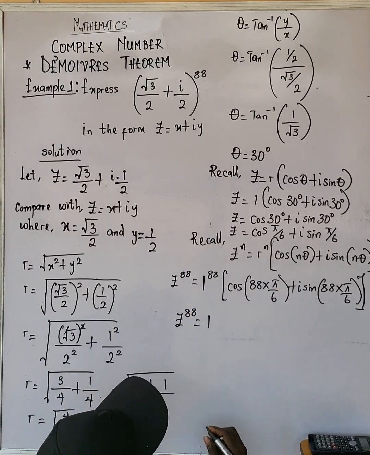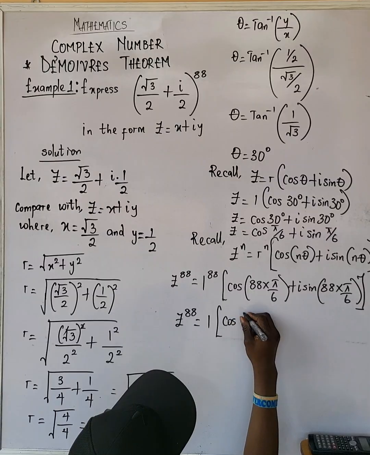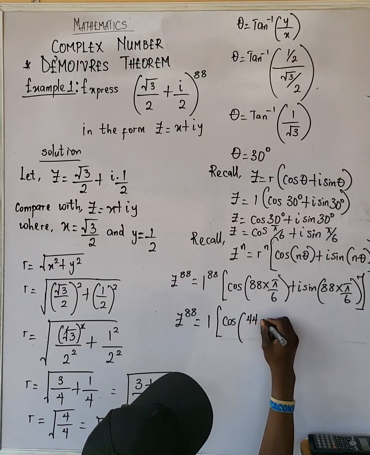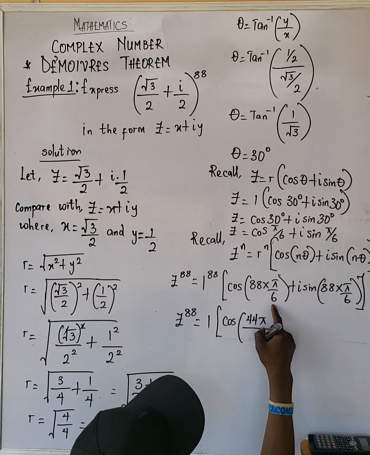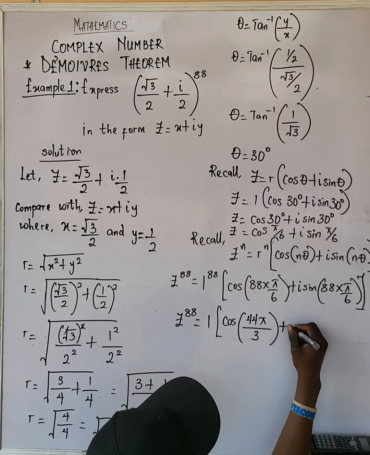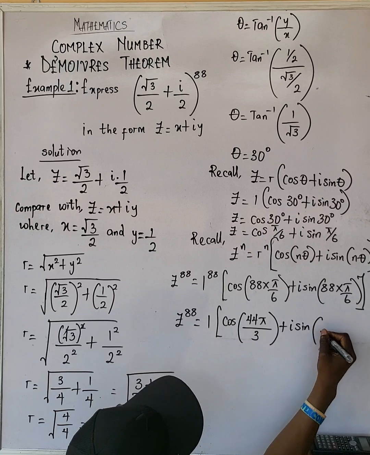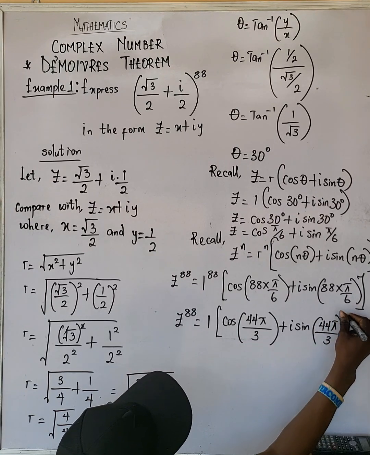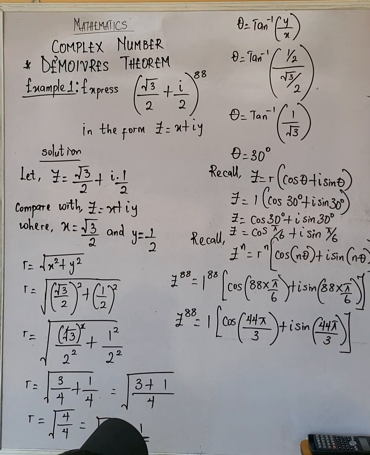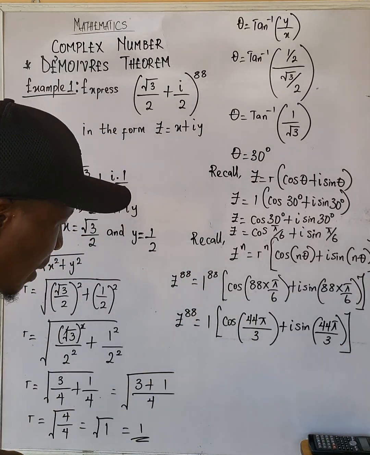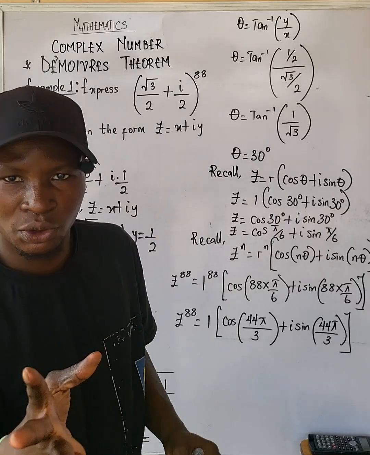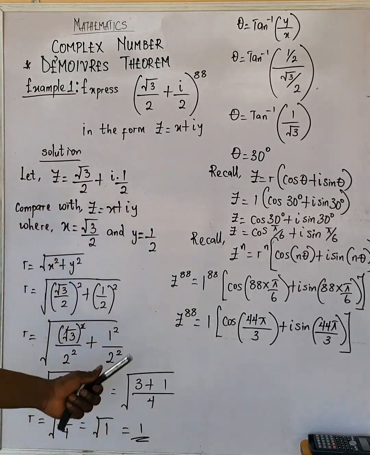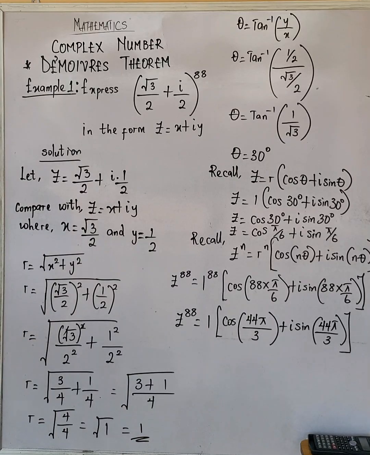1 to the power of 88 is what? It's still 1, right? So here will now be cos. 2 goes into 88 and gives us 44, multiplied by pi, will give us 44 pi over, 2 in 6 will give us 3. Then plus i sine 44 pi over 3. Do you get? Now, when we get to this part, there is one simple logic you will do. Before we do the logic, you can pause the video while you write this or you take a screenshot.